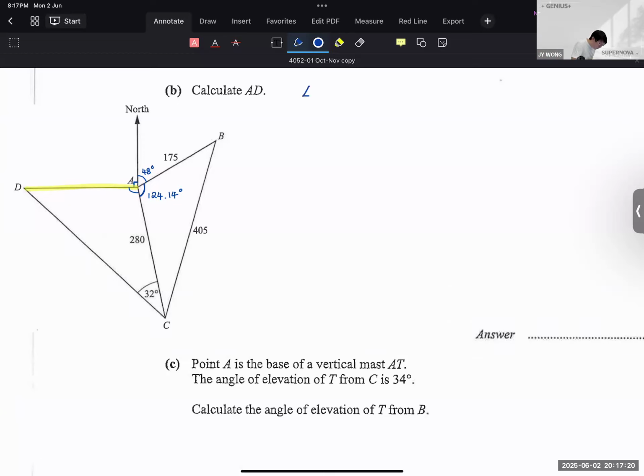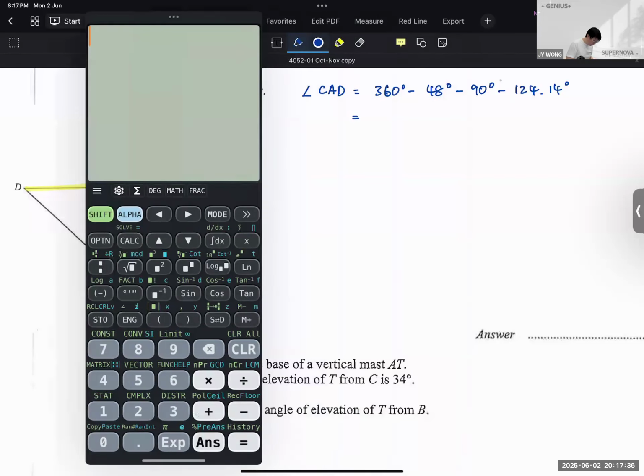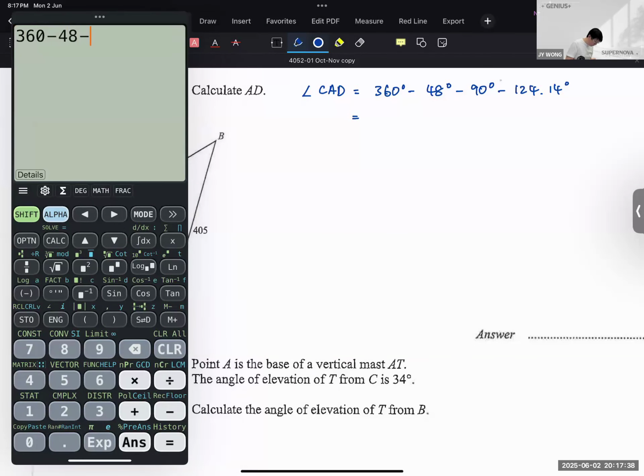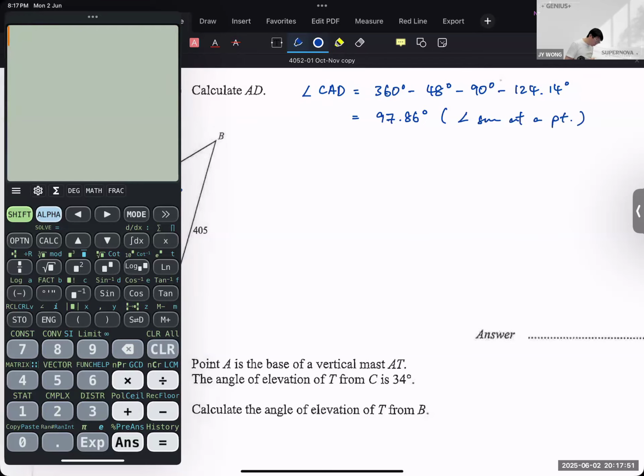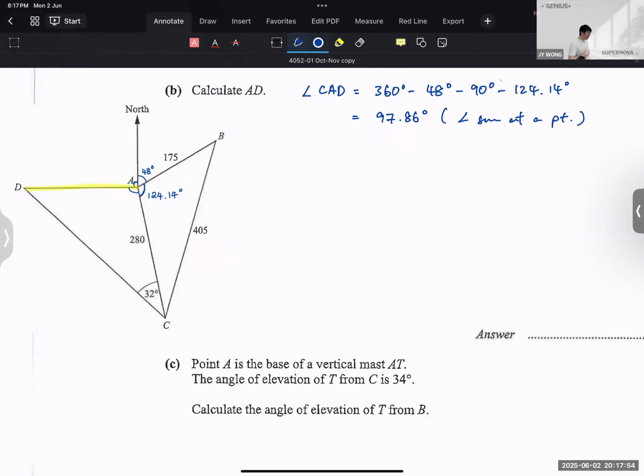Anyway, so first things first, find angle CAD, which is equals to 360 minus 48 minus 90 minus 124.14. And that will give you 97.86, angle sum at a point. You will not be penalized for not writing the reason, but I always tell students, make it a habit to write reasons for all angles that you find.